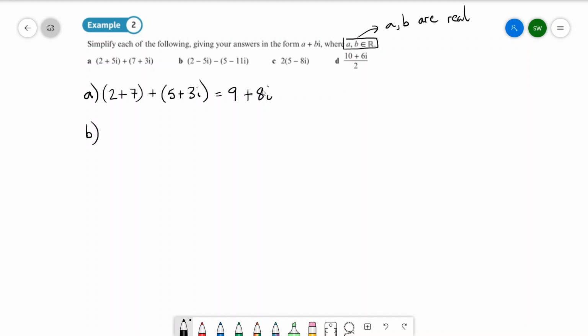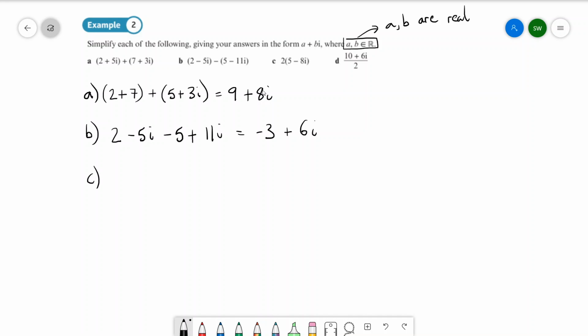Let's look at B. I'm going to expand out this bracket, so I'm going to write that as 2 minus 5i, and then minus 5 and plus 11i. And I'm going to collect together the real parts, so I'm going to do 2 minus 5, which is minus 3. And then I'm going to do minus 5i plus 11i, collect together those terms, and I'm going to get plus 6i. So this is a complex number with real part minus 3 and imaginary part 6.